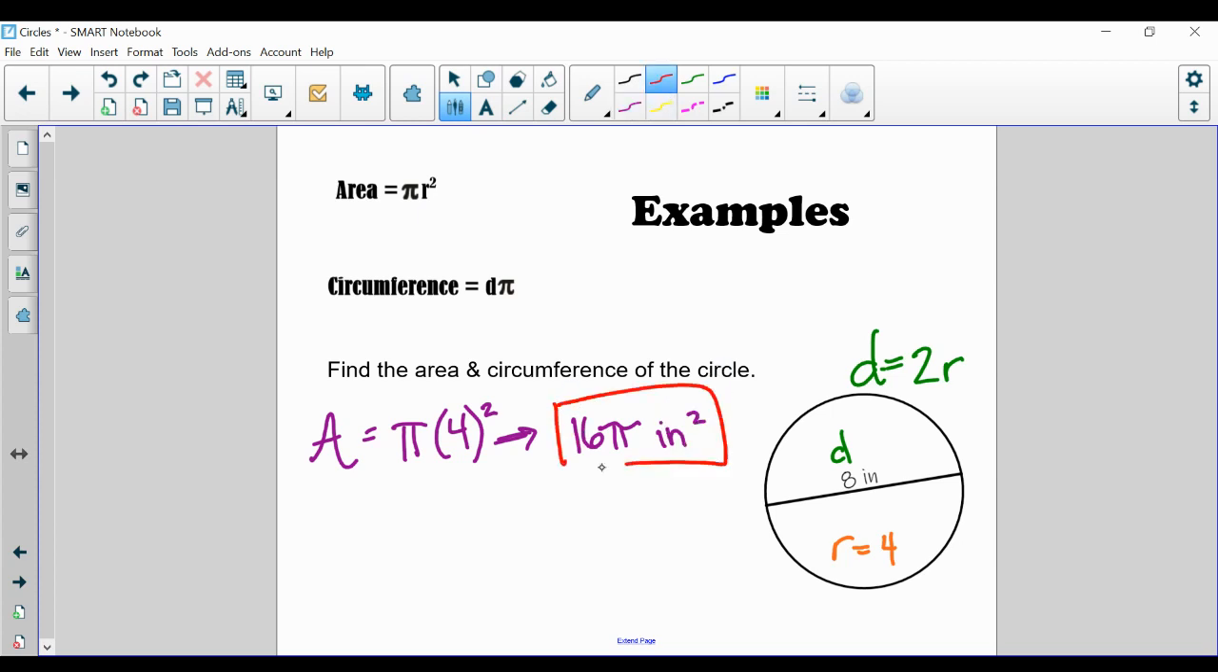So that's my area. Now my circumference here is quite simple because you were already given the diameter in the problem. So my circumference is going to be 8 pi inches.